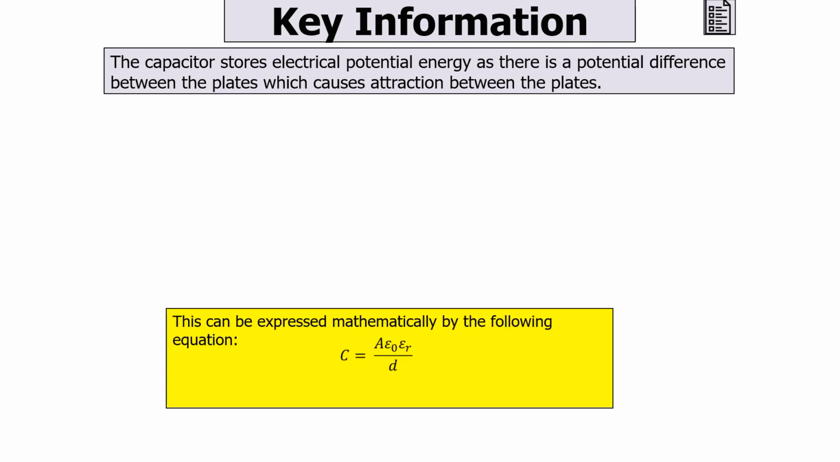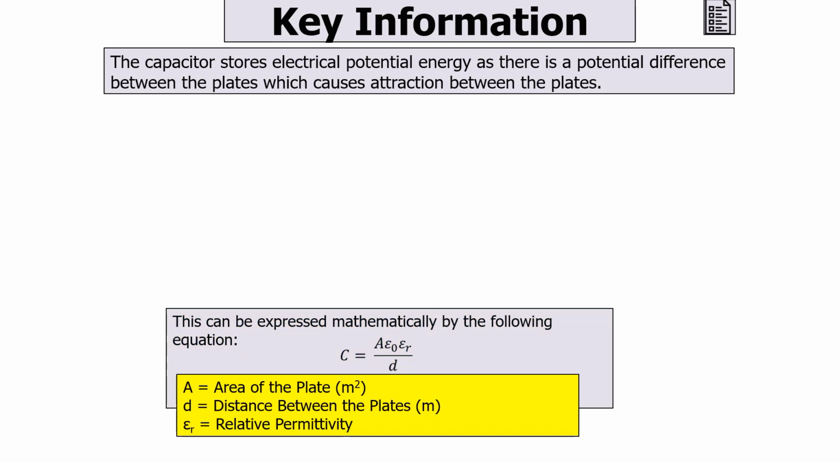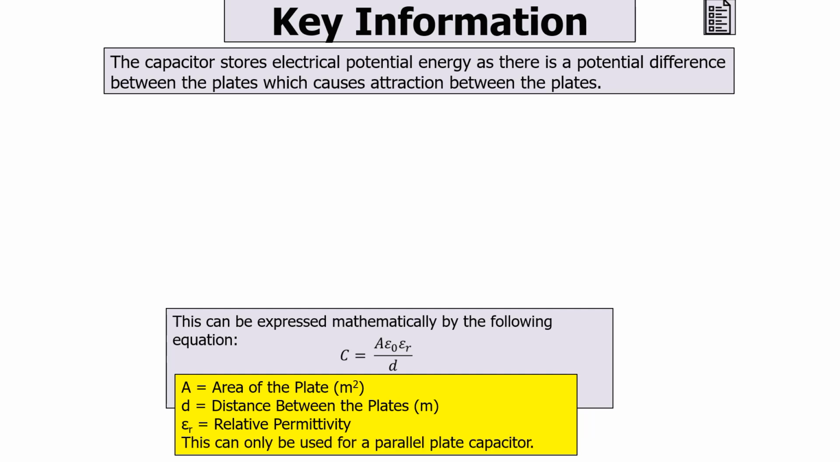Now this can be expressed mathematically by the following equation. C equals A times ε0 εr over D. Now A is the area of our plate in meters squared, D is the distance between the plates in meters, and εr is the relative permittivity. Now this equation can only be used for parallel plate capacitors.